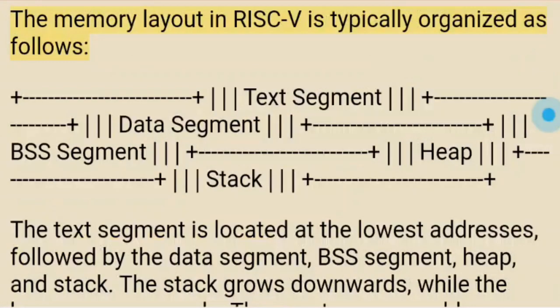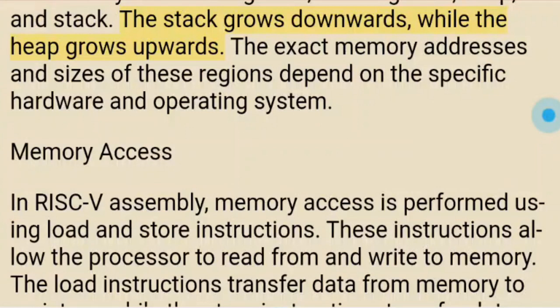Memory layout. The memory layout in RISC-V is typically organized as follows: text segment, data segment, BSS segment, heap, stack. The text segment is located at the lowest addresses, followed by the data segment, BSS segment, heap, and stack. The stack grows downwards, while the heap grows upwards. The exact memory addresses and sizes of these regions depend on the specific hardware and operating system.